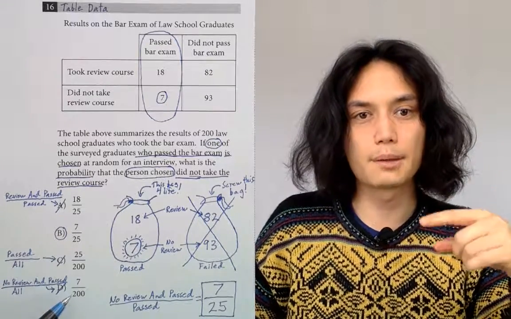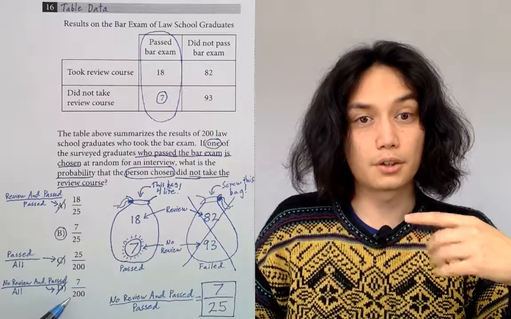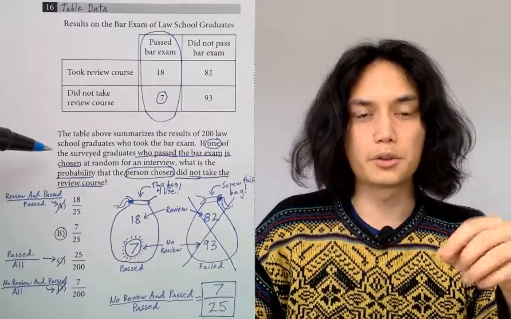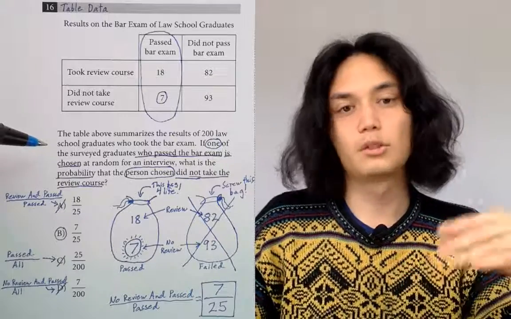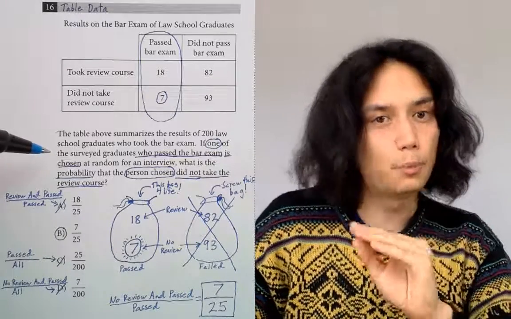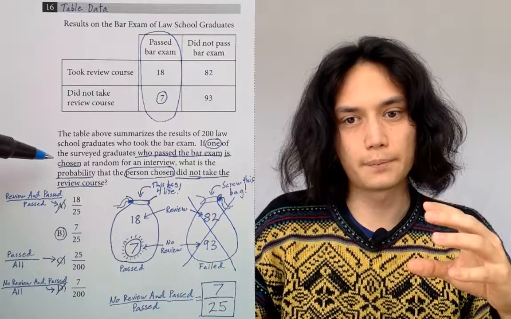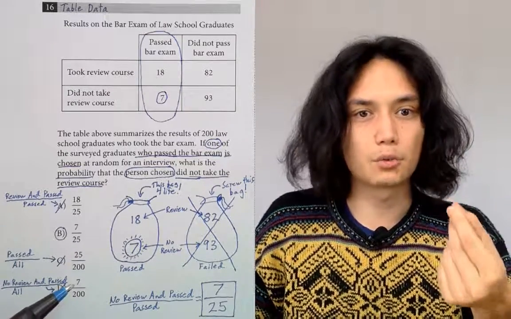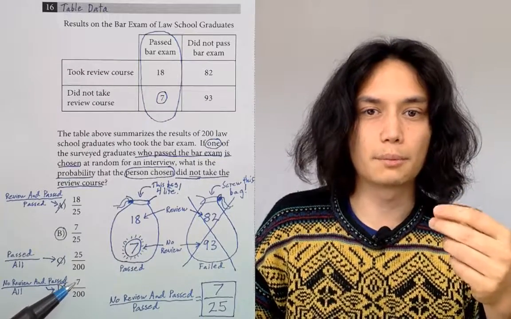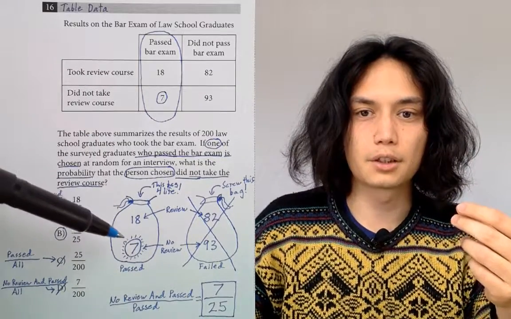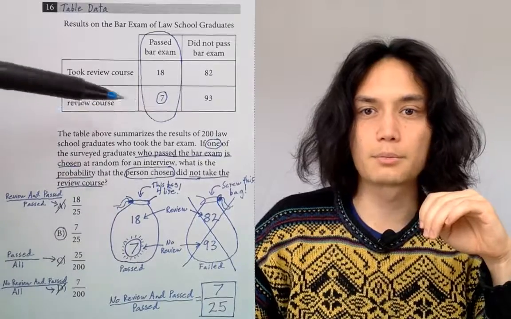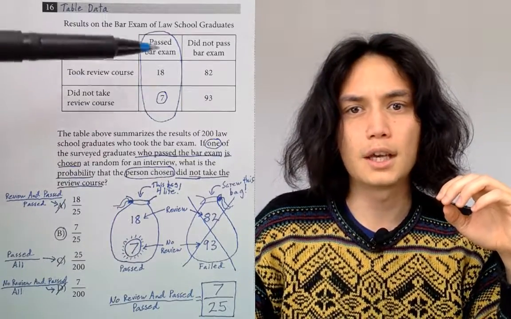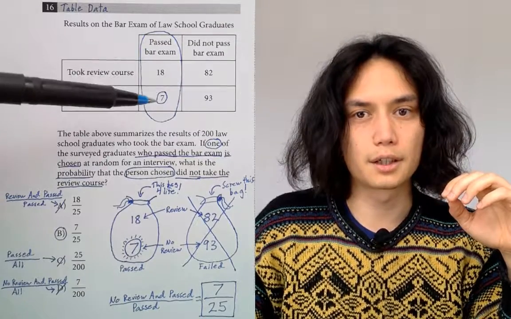The denominator is the same thing as the denominator from C. The mistake you would be making is thinking that one of the surveyed graduates is chosen at random, rather than one of the surveyed graduates who passed the bar exam being chosen at random. So that's the denominator here. And then this number 7 is actually the right number we want to be looking for. The number 7 here comes from this part of this bag diagram and this part from the table. Number 7 is the number of people who didn't take the review course and still passed the bar exam.